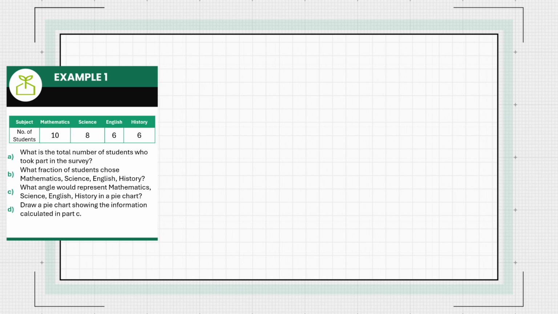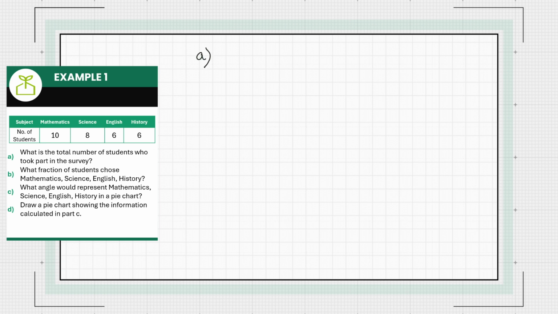Okay, welcome back. Now we're going to be looking at how we can interpret a table of data to give us all the information we need to potentially draw our own sector or pie graph. So what we have is a table. It has a series of subjects and then a number of students who think those subjects are their favorite. Okay? So first up, A asks us what is the total number of students who took part in the survey. So let's do A right now.